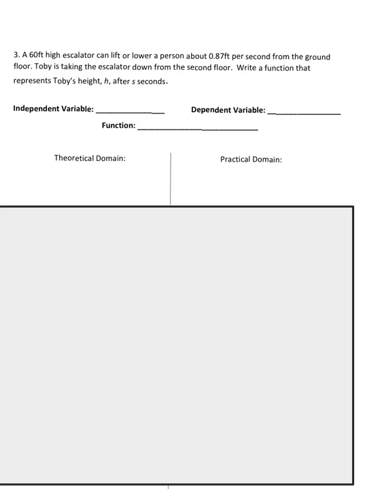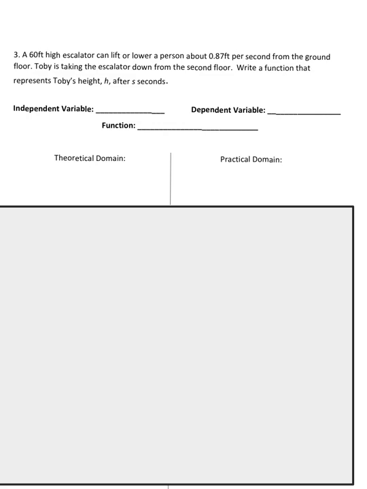So for this problem, we were told a 60-foot high escalator can lift or lower a person at about 0.87 feet per second from the ground floor. Toby is taking the escalator down from the second floor. Write a function that represents Toby's height after s seconds.